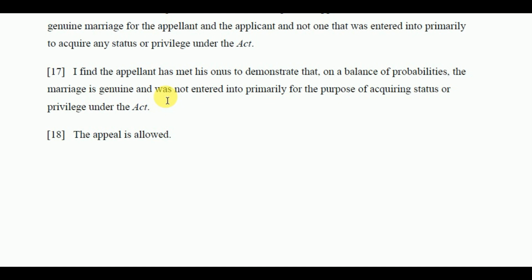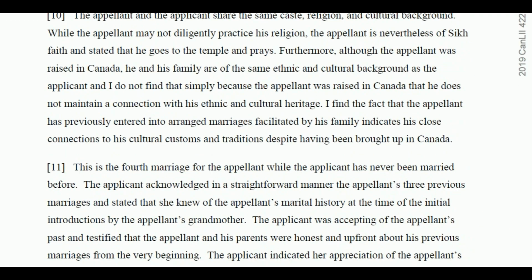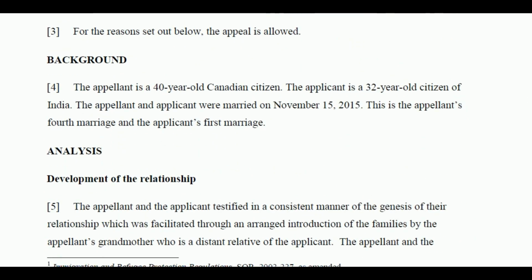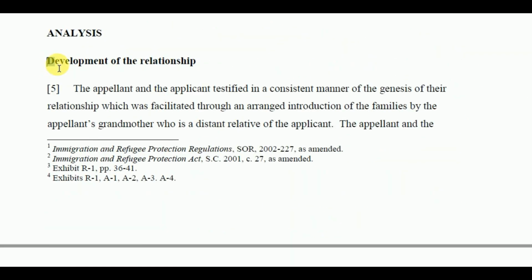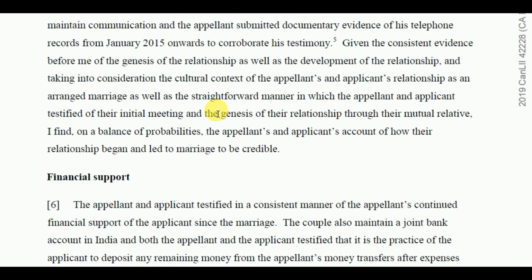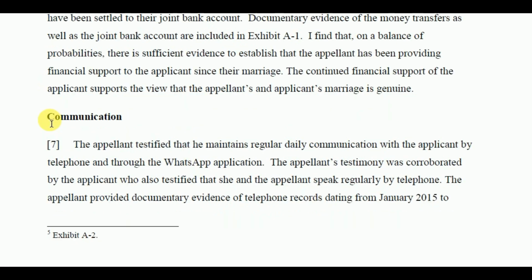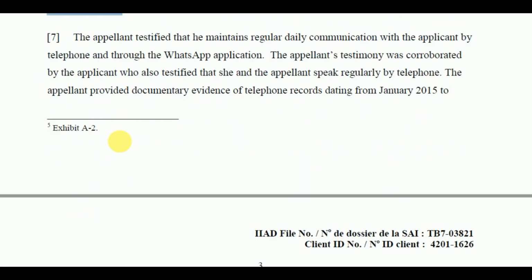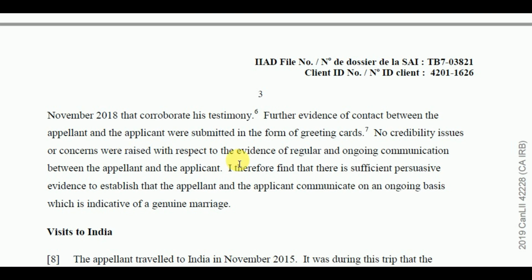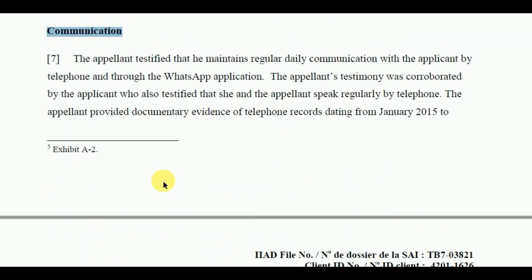So overall, the development of the relationship doesn't demonstrate that the marriage was entered primarily for the purpose of immigration. You need to provide comprehensive details around the story and also need to corroborate the same, that it was not about migrating to Canada, it was about starting a family and it was a good match and how things went. Financial support shows care, and this is indicative of a genuine marriage. Again, communication is very important, about daily routine, about all the background, for example, education, daily routine, everything. So all these points are very, very important.